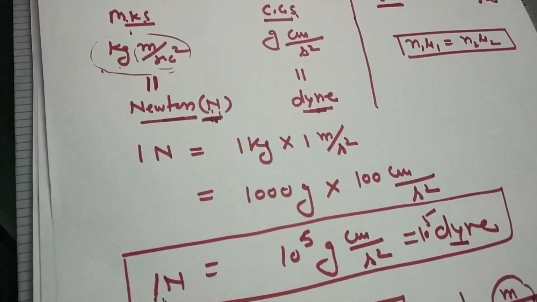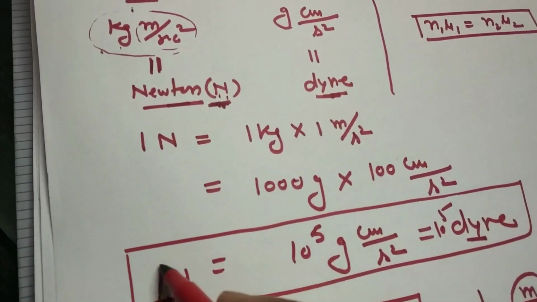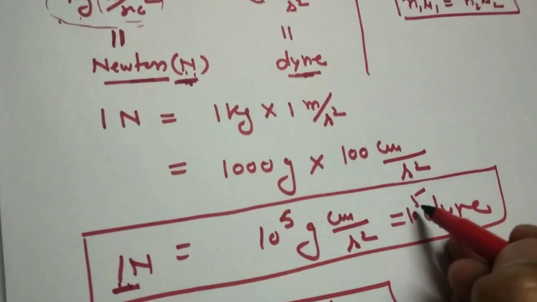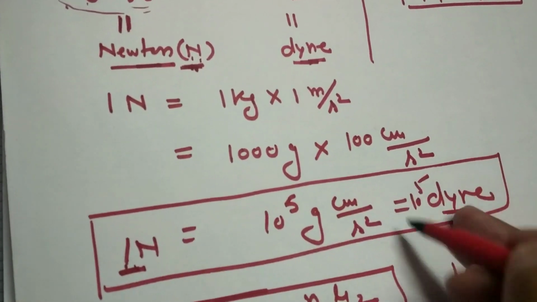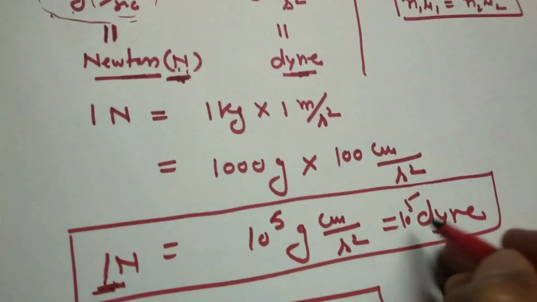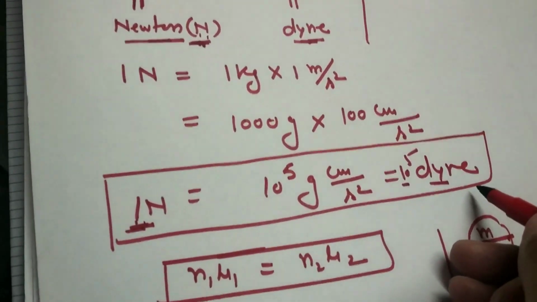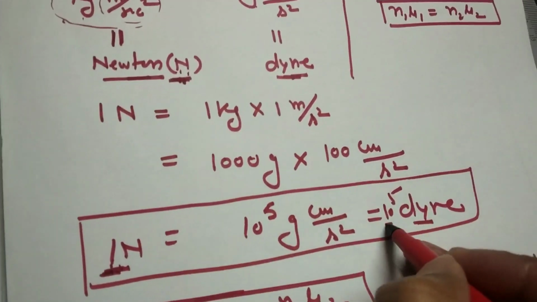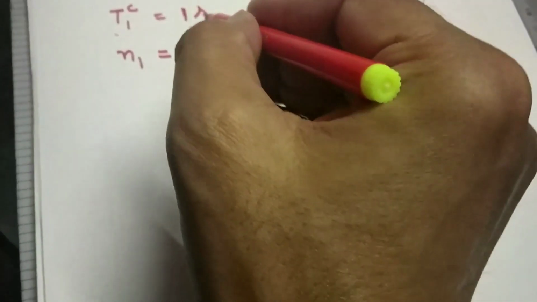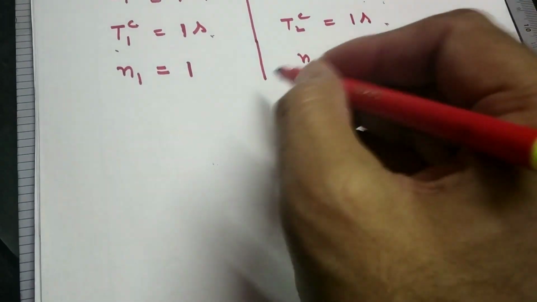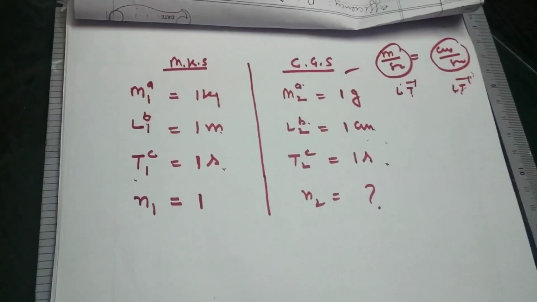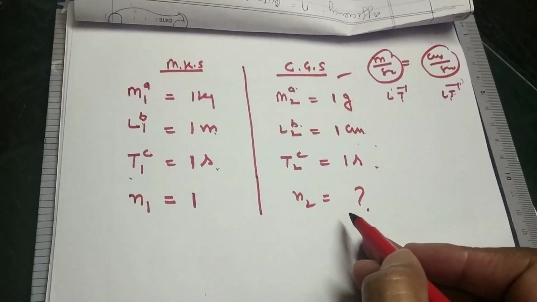One means, suppose, as we have already discussed, 1 Newton. We know that 1 MKS quantity is equal to 10 to the power 5 dyne. Its 1 numerical value is equal to 10 to the power 5 numerical value. Clear? So suppose we are taking 1 numerical value here, and we have to find how many numerical values it will be equal to in the CGS system. Clear? We want to find the N2 value.